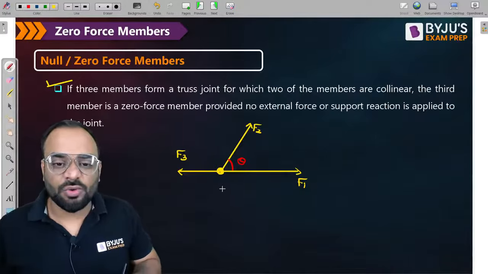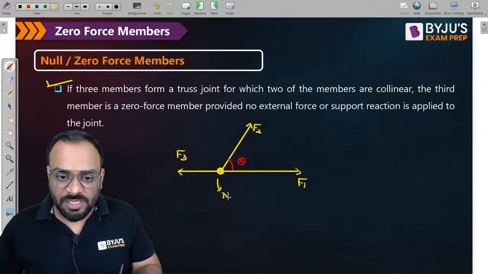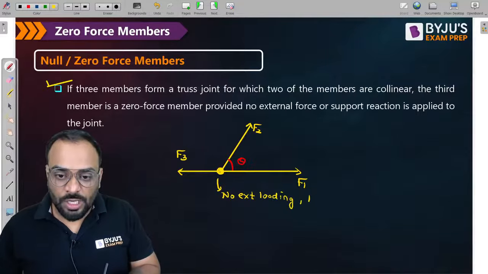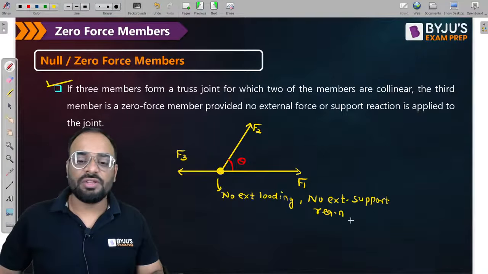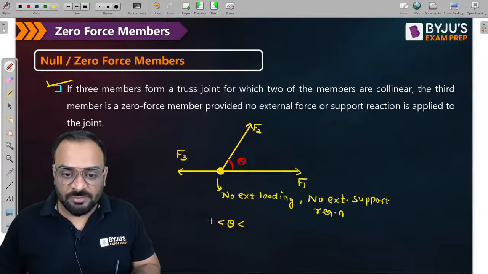Now guys, again you need to consider the same situations. At this particular joint, there should not be any kind of external load, no external loading, no external support reaction, right? No external loading, no external support reaction. And this particular angle theta again should lie between 0 degree and 180 degree. That means theta cannot be equal to 0 degree. It cannot be equal to 180 degree.